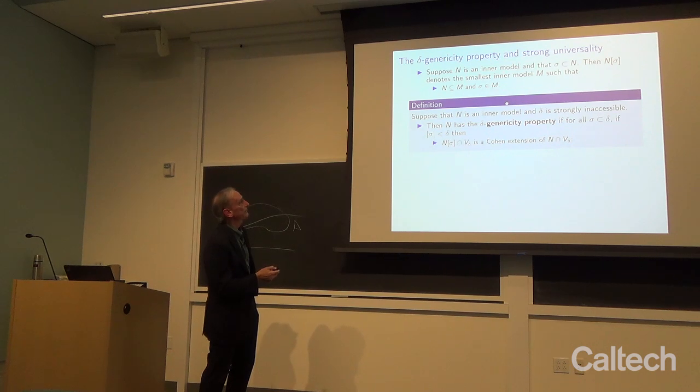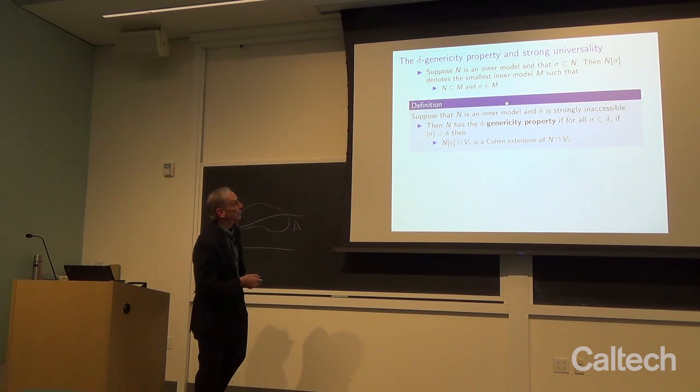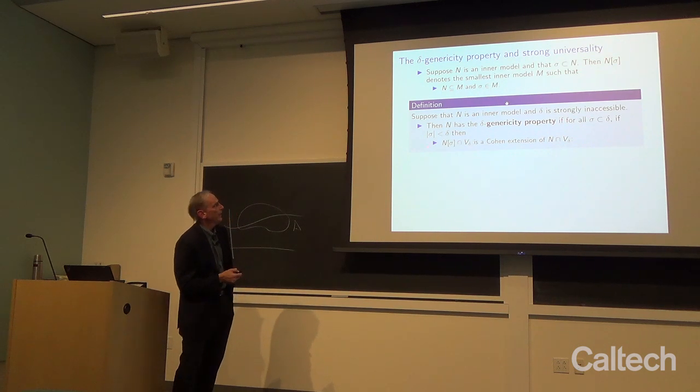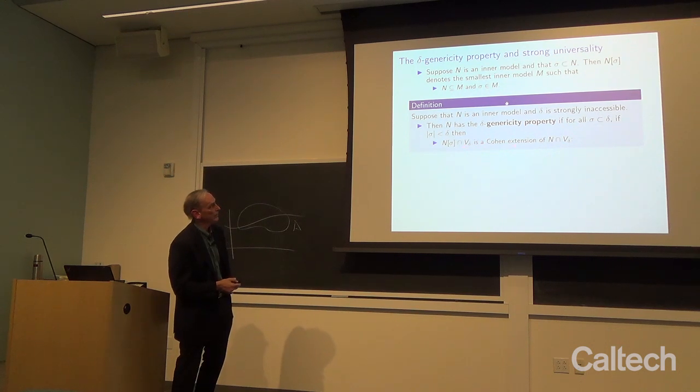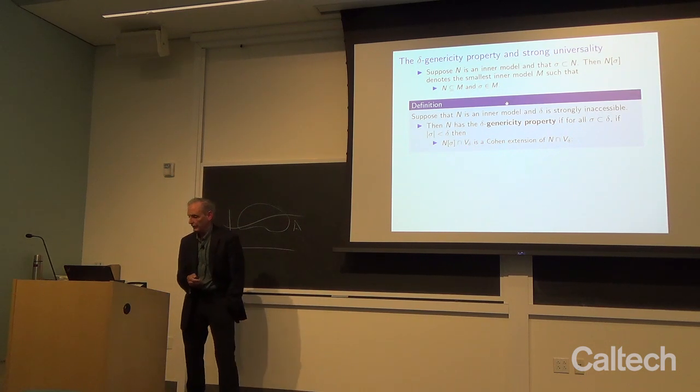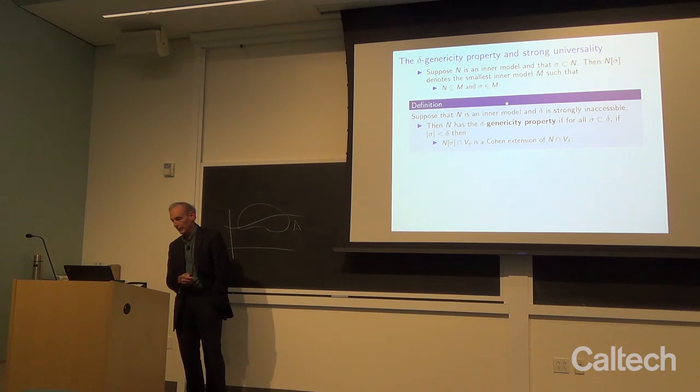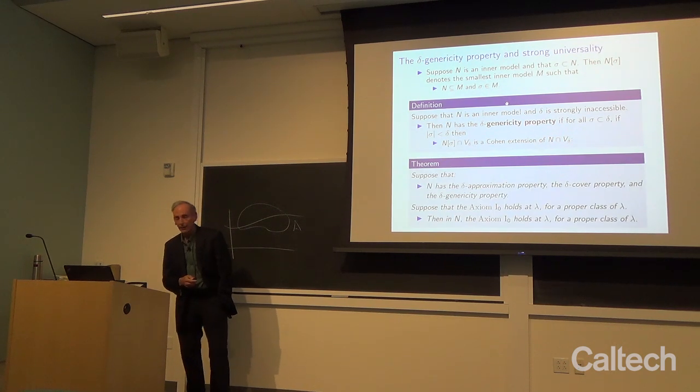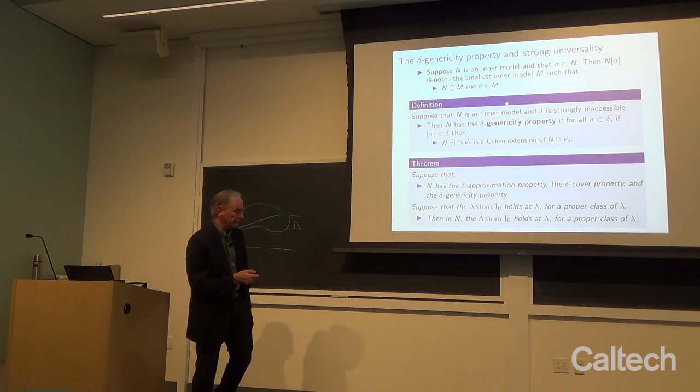It always exists. Suppose N is an inner model and delta is strongly inaccessible. That means 2^kappa is less than delta for all kappa less than delta, and delta is regular. Then N has the delta generosity property if for all small subsets sigma of delta, N[sigma] intersect V_delta, that's a ZFC model, is a Cohen extension of N intersect V_delta. So we're just bringing in another property. And the reason to bring this in is we get the full universality theorem.